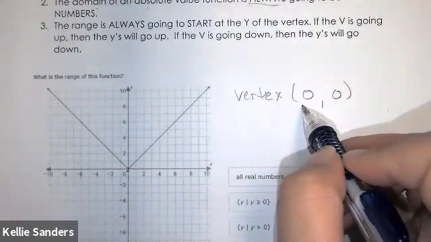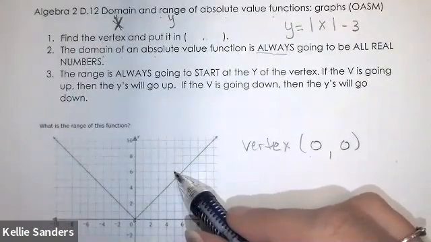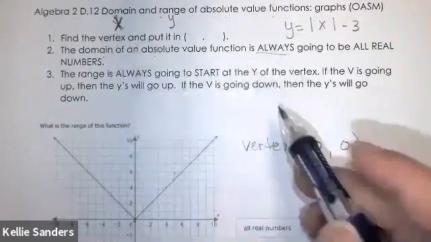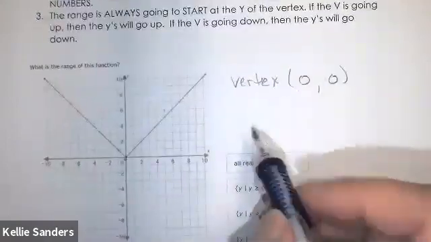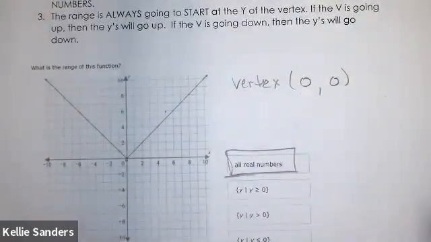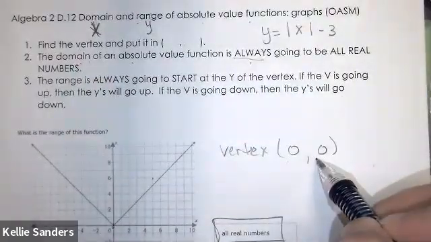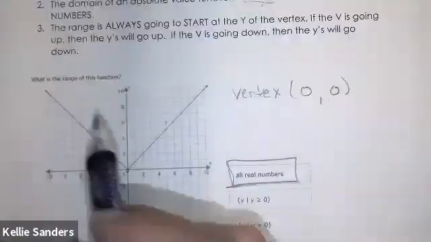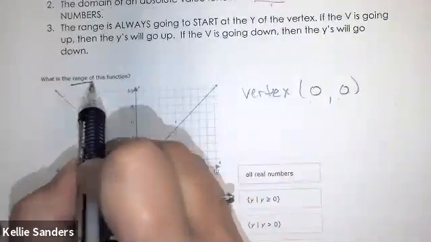If you are asked for the domain of any V-shaped graph, going up or going down, it doesn't matter what's going on here. It's always going to be all real numbers. Now, the reason I told you to put it in vertex form is because of your range. So if you took the time to, well, it helps if I read what the question is first. So, range.